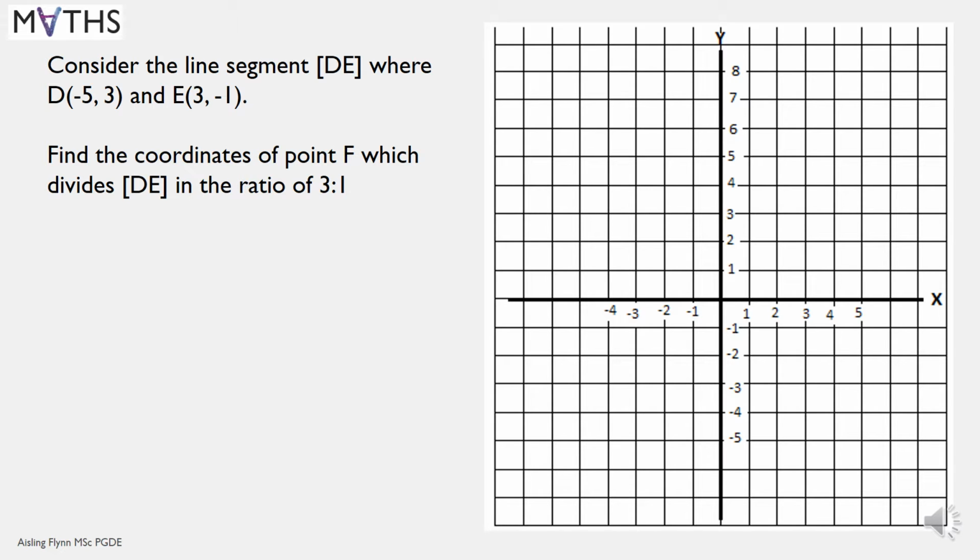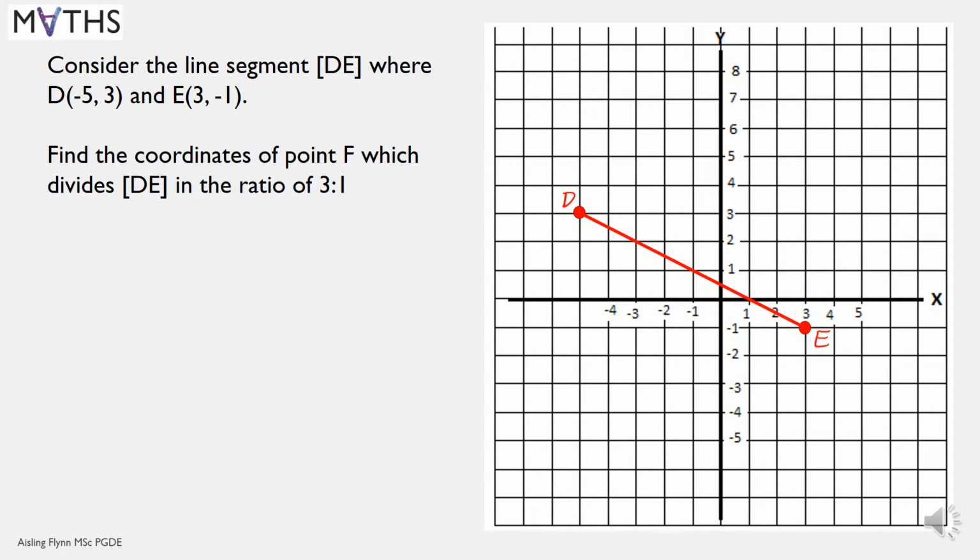Consider the line segment DE, where D is (-5, 3) and E is (3, -1). Find the coordinates of point F, which divides DE in the ratio of 3:1. So here is point D, which is (-5, 3). Let's label that D. And here's point E, which is (3, -1). Let's join them up to form the line segment. Now we're asked to divide that in a ratio of 3:1.